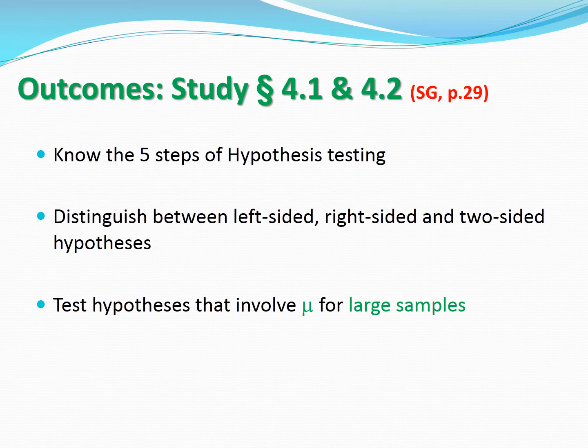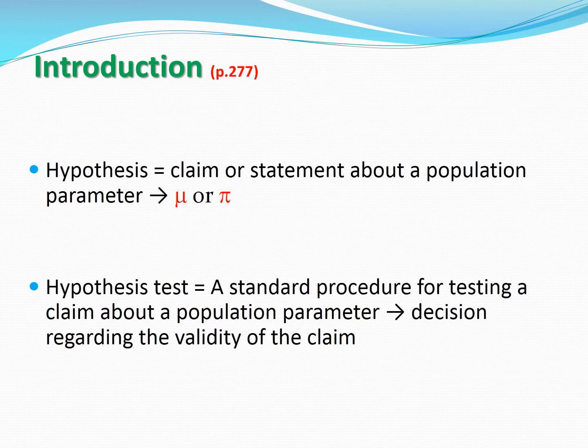And then in this first part of chapter 10, we are only going to test hypotheses that involve population means for large samples. A hypothesis is just a claim or a statement about the population parameter, and you should be able to distinguish between a population mean and a population proportion. Then a hypothesis test is just a standard procedure that we are going to use to test the claim about a population parameter. So we make a decision regarding the validity of the claim.